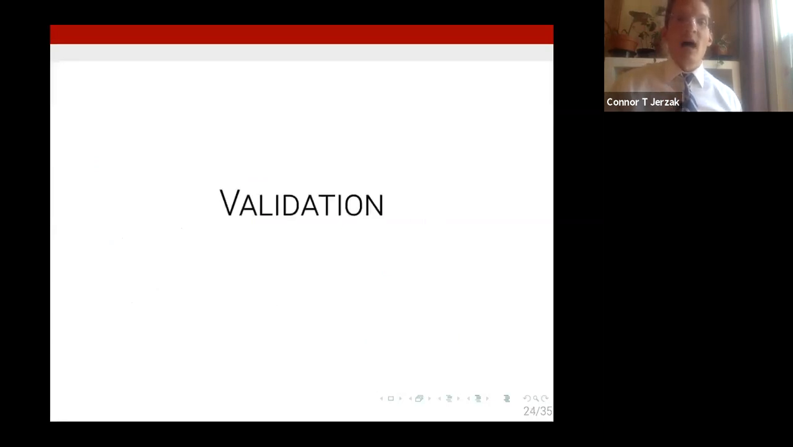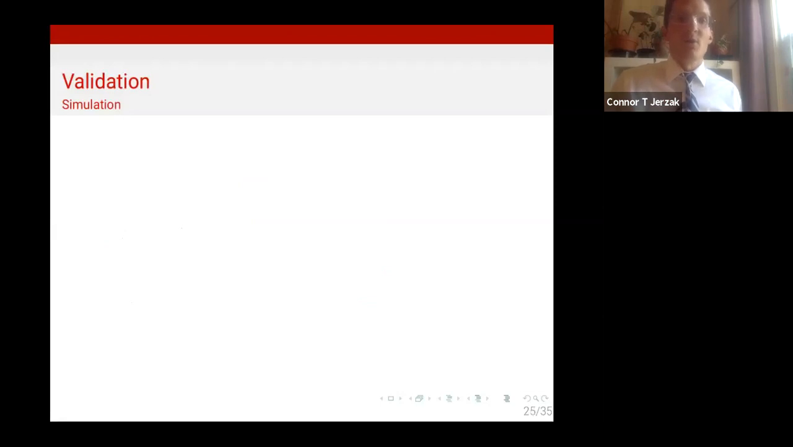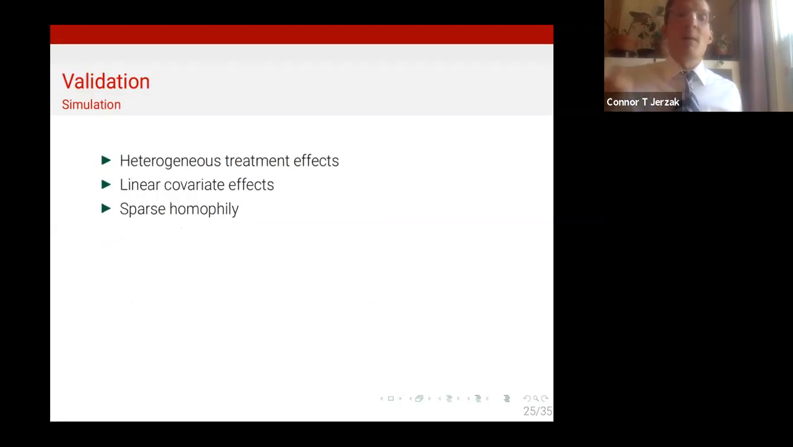So how are we going to validate this framework? And I think the first thing we can do is we can use simulation. And I'll try to make this simulation as realistic as I can make it. So we're going to have heterogeneous treatment effects in this setting. We're going to have linear covariate effects. We're going to have a sparse homophily structure.